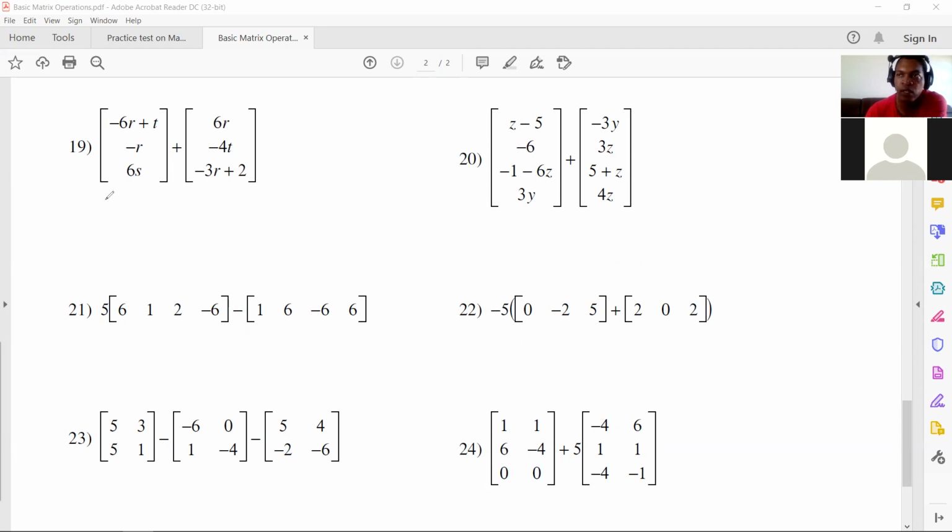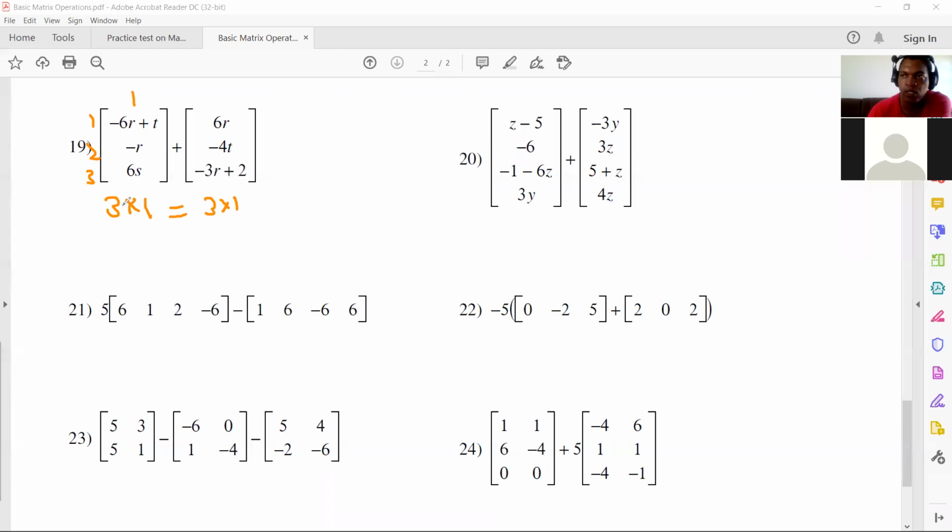Over here we have a 3 by 1, because everything here is just one column, and I have 1, 2, 3 rows. That's important to note on the left hand side, and on the right hand side I also have a 3 by 1. That's the first thing you have to do with matrices: check dimensions. In order for us to add or subtract matrices, the dimensions must be the same.